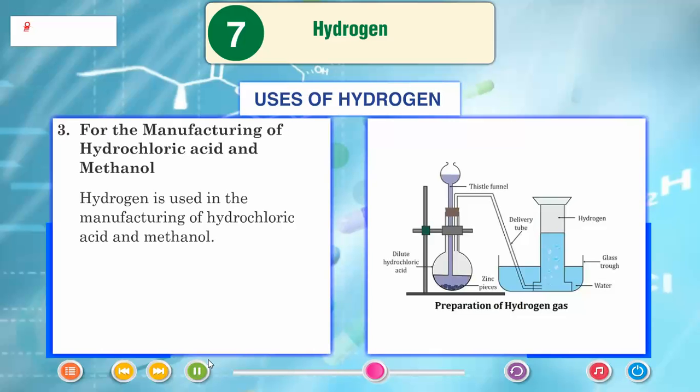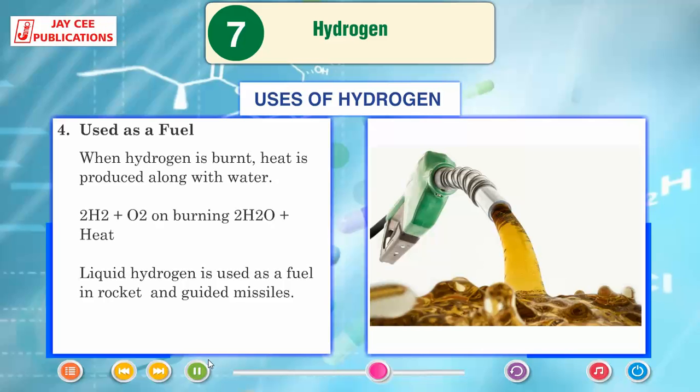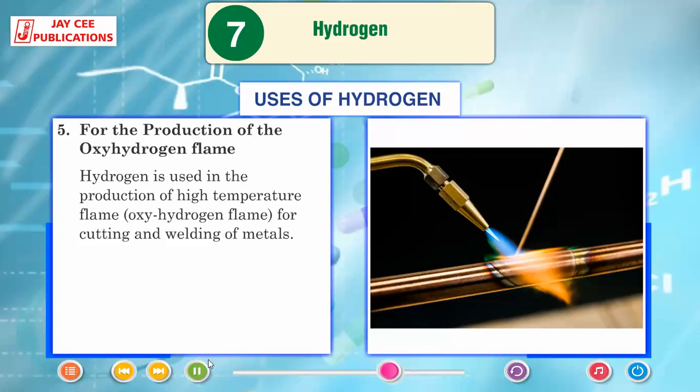For the manufacturing of hydrochloric acid and methanol, used as a fuel. When hydrogen is burnt, heat is produced along with water. 2H2 plus O2 on burning gives 2H2O plus heat. Liquid hydrogen is used as a fuel in rockets and guided missiles. For the production of the oxyhydrogen flame.